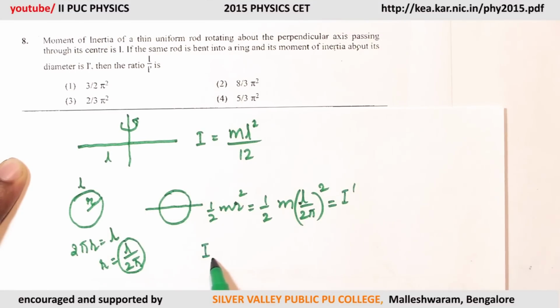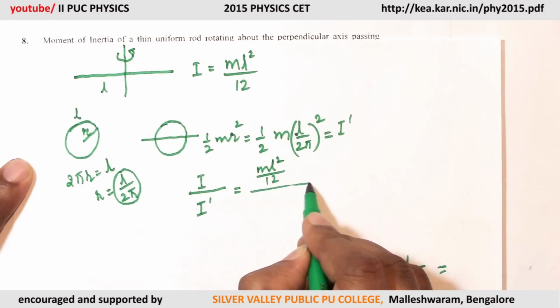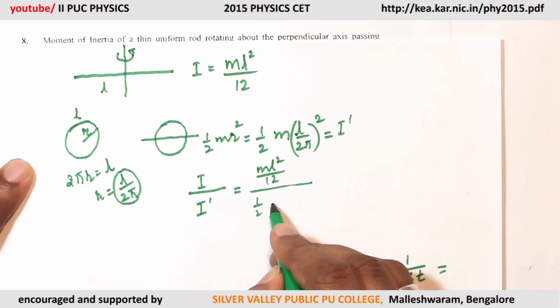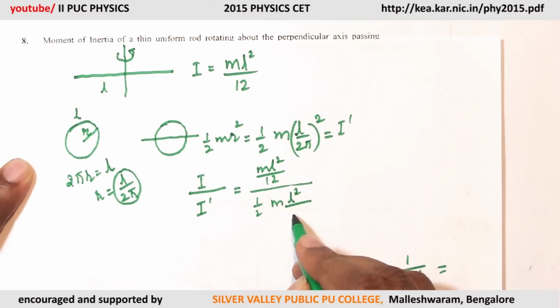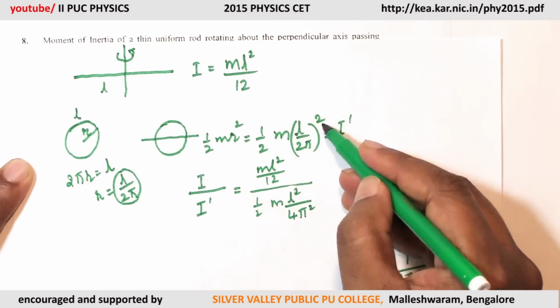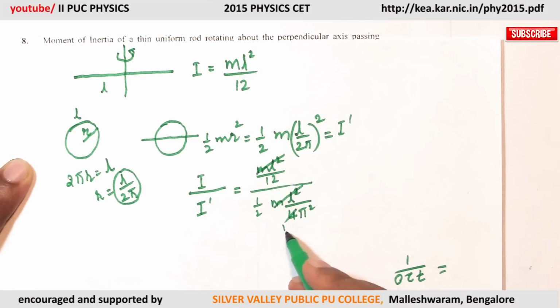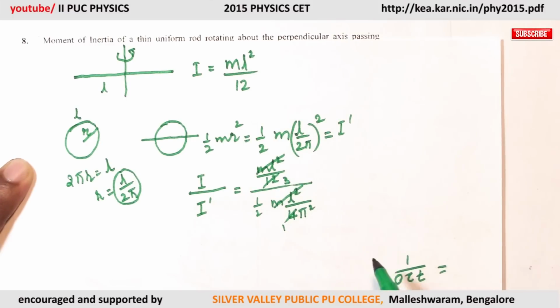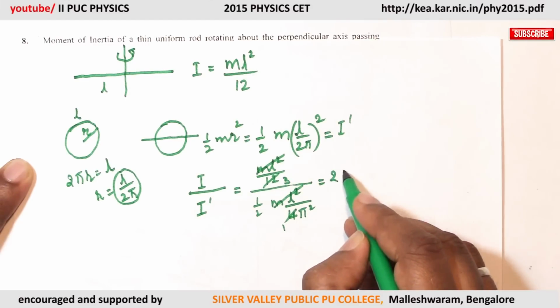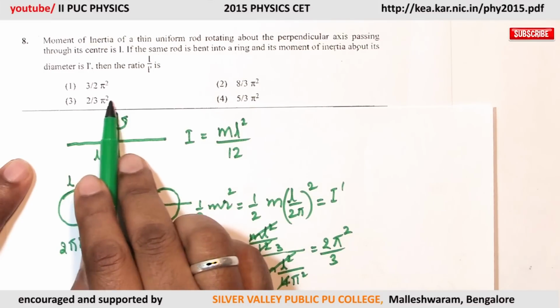So moment of inertia of the rod to moment of inertia of the ring is equal to m L square by 12 divided by half m L square by 4 pi square. m L square gets cancelled, 4 by 1, 4 by 3, this pi square goes to numerator, 2 pi square goes to numerator, so it is 2 pi square by 3.